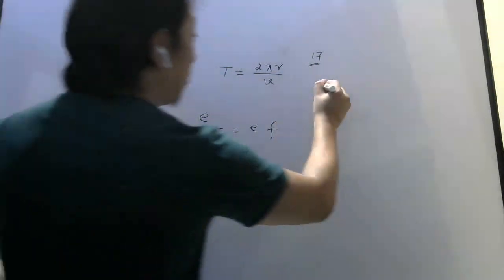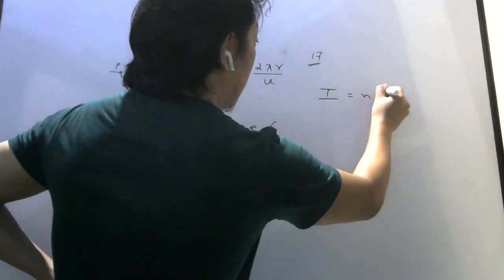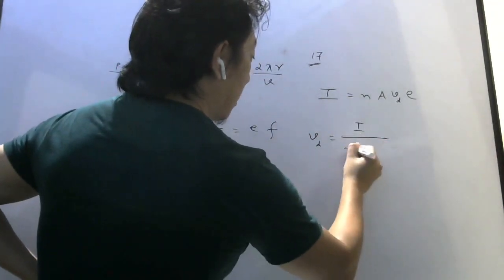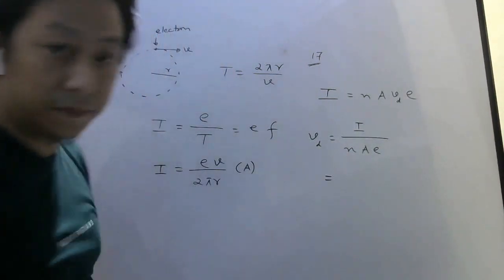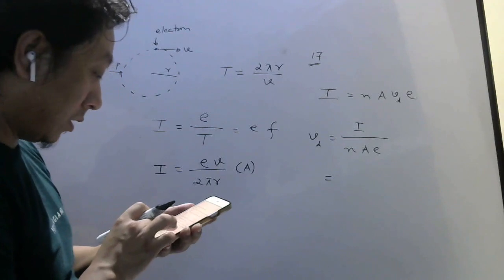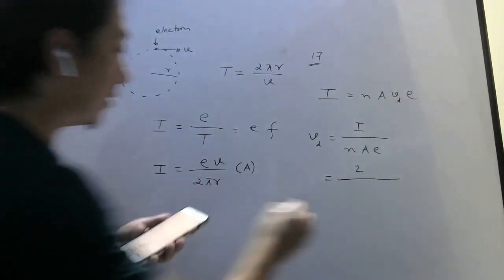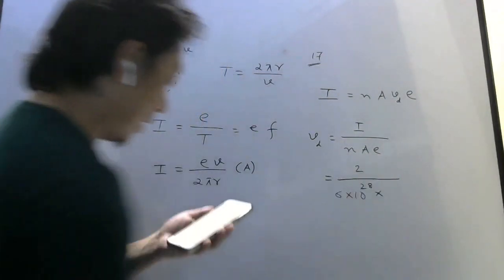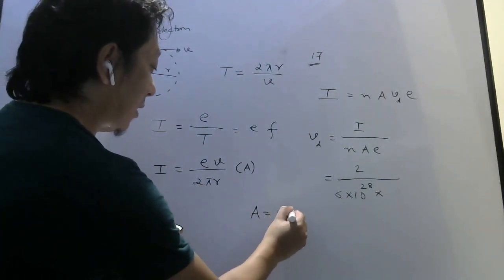So we know the formula for current in terms of drift velocity: I = n A v_d e. So drift velocity will be current divided by n A e. Correct now? So what is the current in the question? Current in the question is 2 ampere. Number density is 6 into 10 to the power 28. Area of cross section is 1 millimeter square.